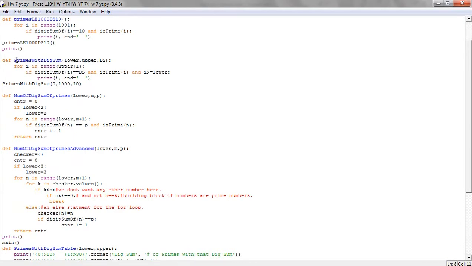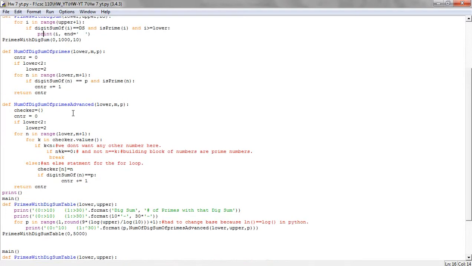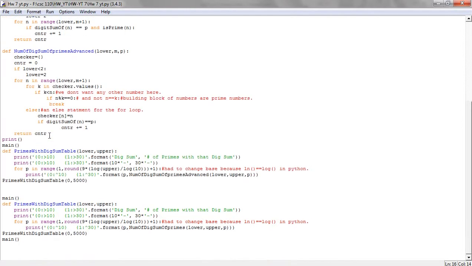The next question was to write a generalization of that code, and over here I have it. Lower, upper, and ds as parameters. For i in range upper plus 1, as you can see I just subbed in upper for 1,000, and now I have three conditions to satisfy, and these two are very similar to this one. And as you can see I just subbed in ds for 10, and I have i greater than or equal to lower as another condition, and if all these three conditions are satisfied, i will be printed out. Take notice that I can have lower in here if I wanted to, but I chose not to, just for fun.